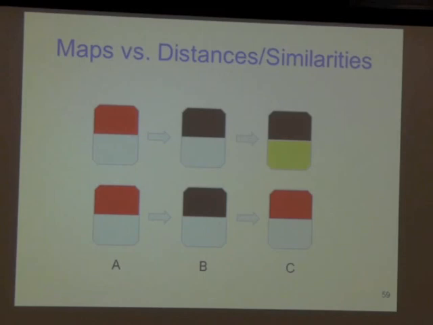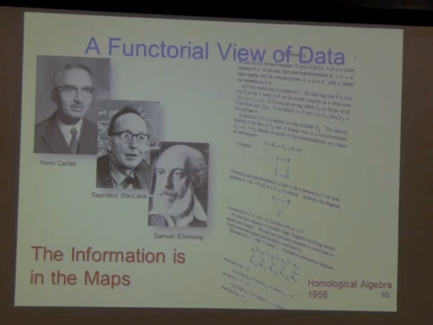So what I'm talking about comes back to my title, a functorial view of data. This is the view that when understanding mathematical spaces, and I claim the same thing is true when you look at the data, understanding the maps between the spaces, the maps between the data, is just as important as understanding the data themselves. And this is, of course, the viewpoint of homological algebra, that the information really is in the maps between the shapes or the images and so on.